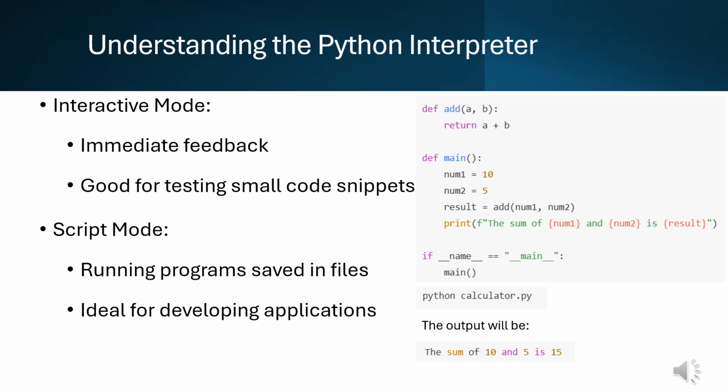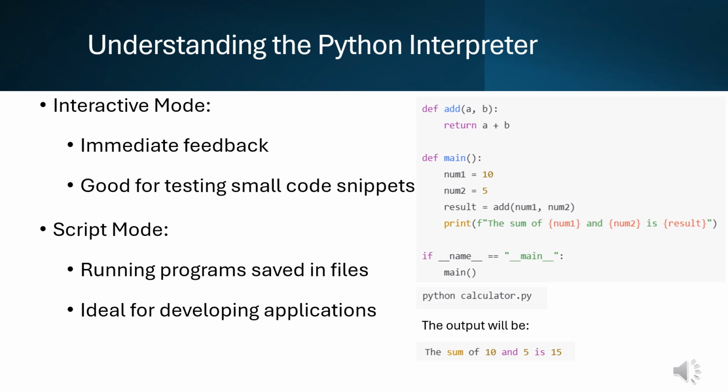How to use script mode. You can write your Python code using any text editor or an integrated development environment, IDE, like VS Code or PyCharm. After saving your script, you run it from the terminal using the command python script_name.py. Example: create a file named calculator.py with this content. To run this script, open your terminal, navigate to the directory containing calculator.py, and execute.